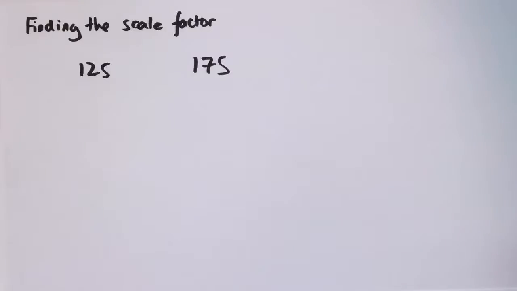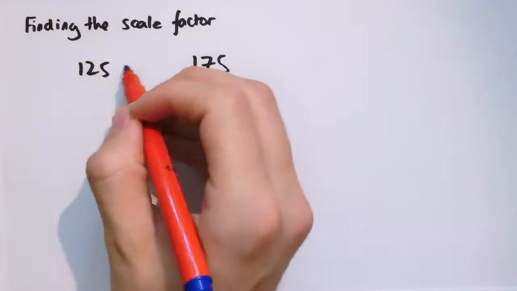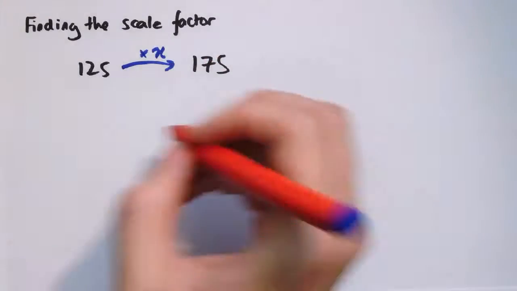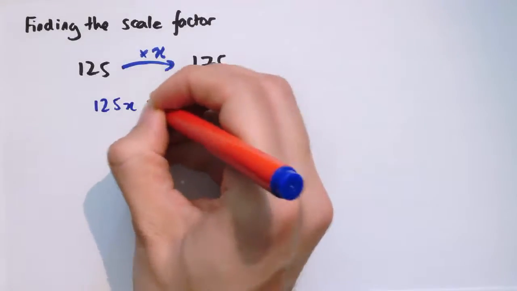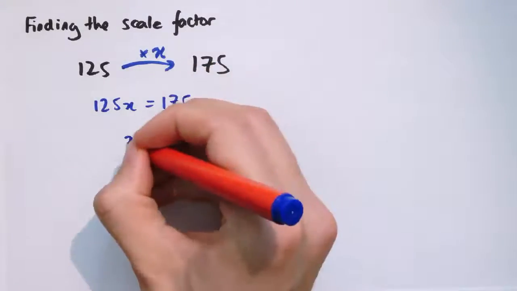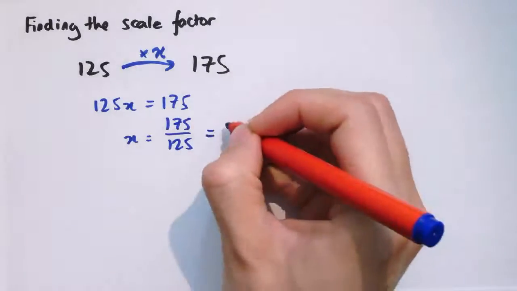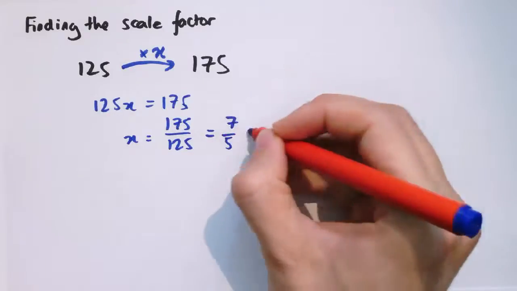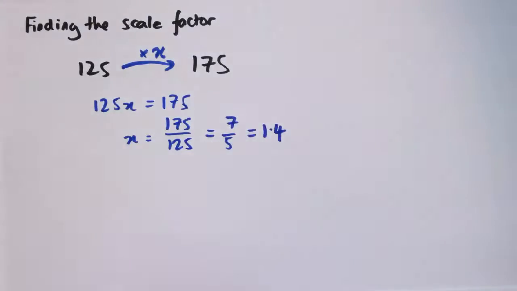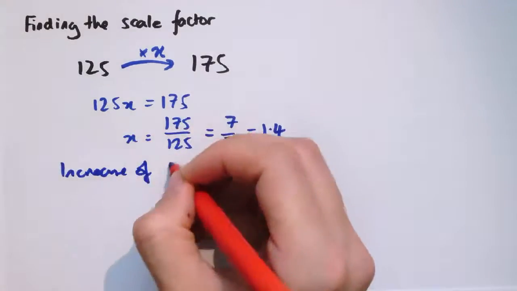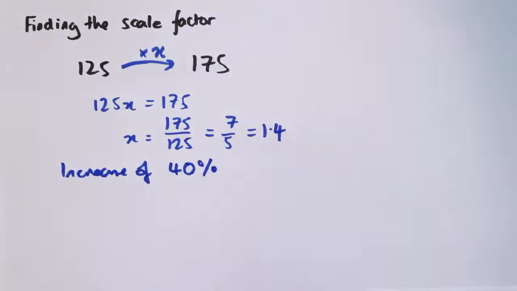So the last thing we should look at then is how to find the scale factor if we're just given the values. So here, let's say 125 has increased to 175. So 125 times something, x here, has given us 175. So we've got 125x equals 175. So x would be 175 divided by 125, which is 7/5 or 1.4. So that's an increase of 40%, if you like. 1.4 is an increase of 40%.